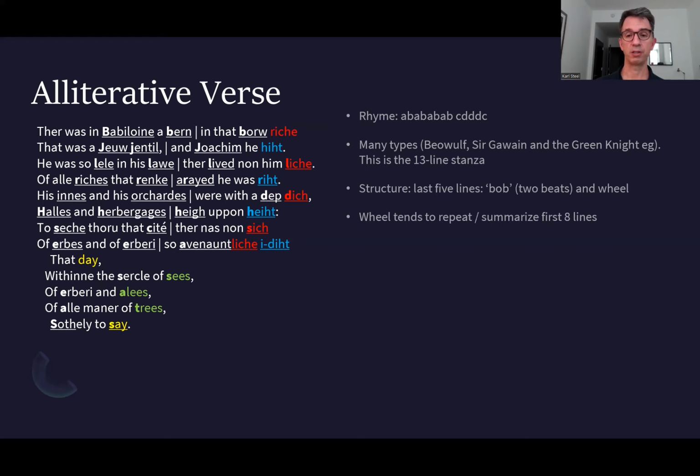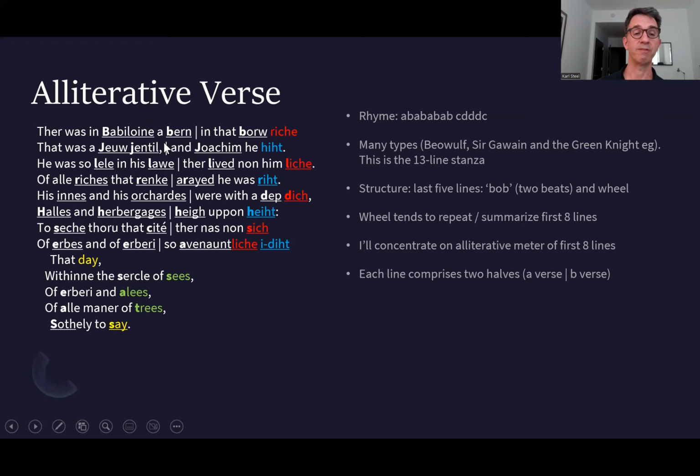So you'll understand as you read through what is happening with the relationship between those last five lines and the first eight lines. So look for a summary, basically, in the last five lines. And let me just now concentrate on the alliterative meter of the first eight lines. So each line in medieval alliterative English verse comprises two halves. There's an A verse and a B verse. And I've indicated the distinction between those two verses with this horizontal line, which I've added in. And so we have the A verse on the left and the B verse on the right.